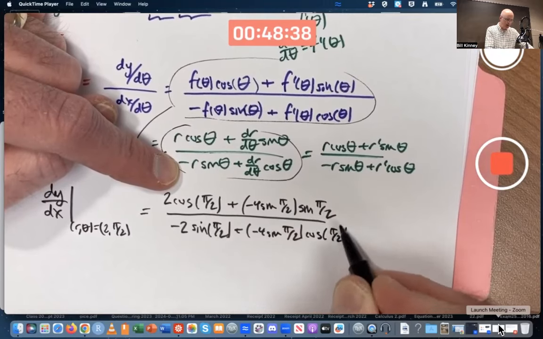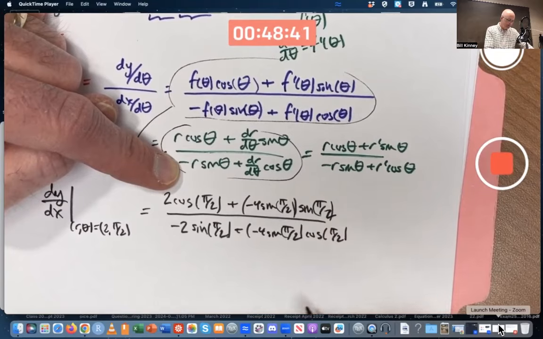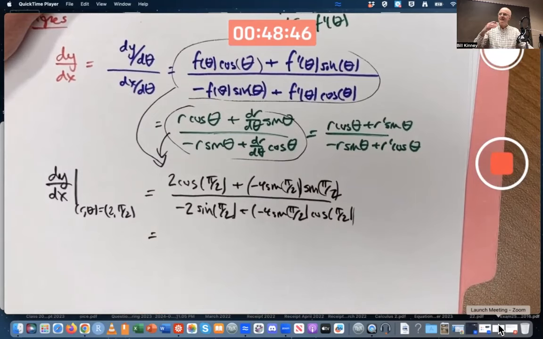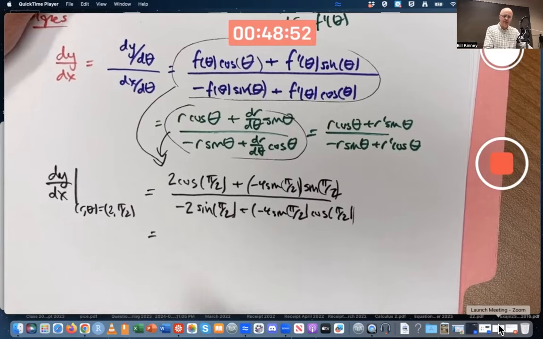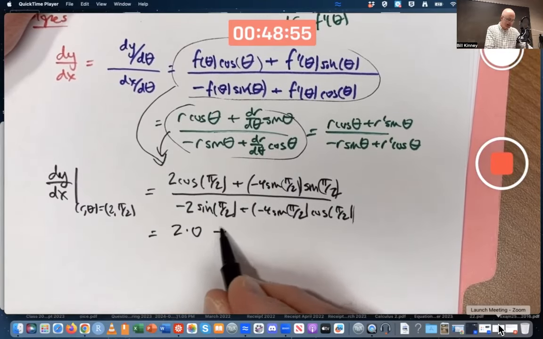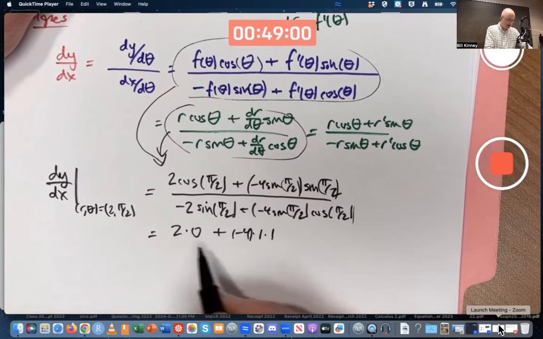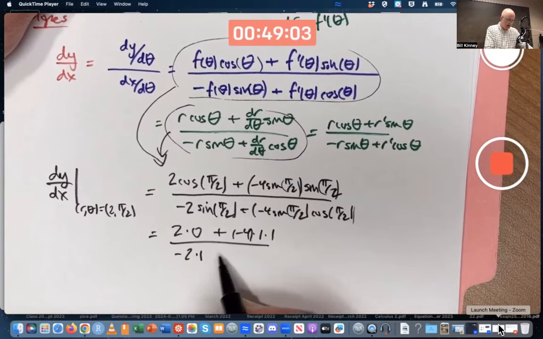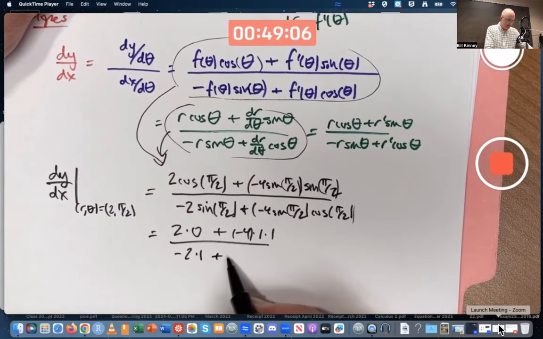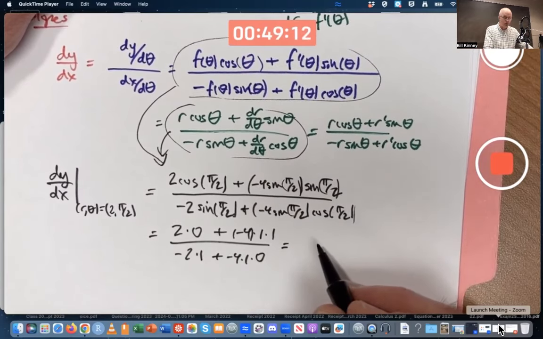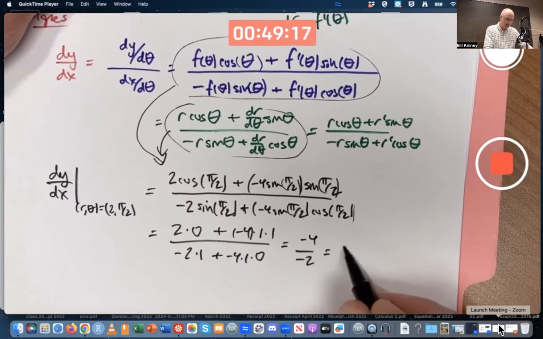I'm hoping for an answer close to 1 here. Is it? Pi over 2 is 90 degrees. Cosine of that is 0. Sine of that is 1. The cosines get replaced with 0. The sines get replaced with 1. Plus, -4 times 1 times 0. Looks like the answer is closer to 2 instead of 1. Yeah, -4 over -2, which is +2.